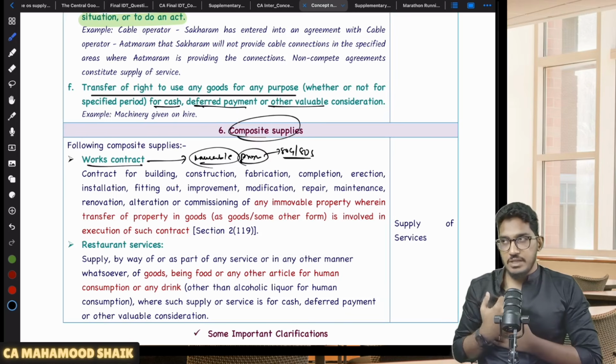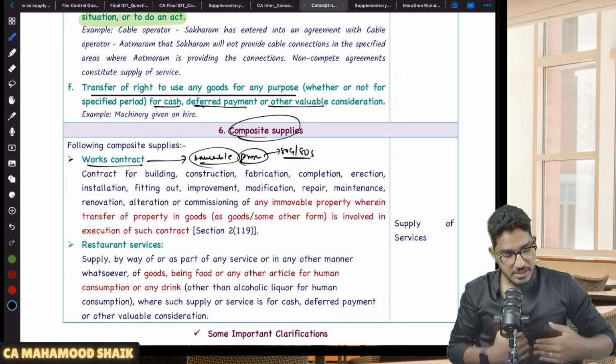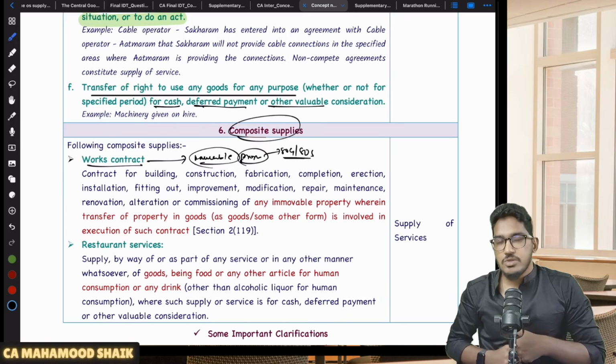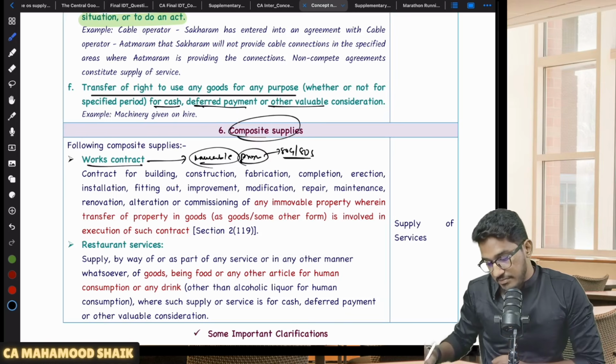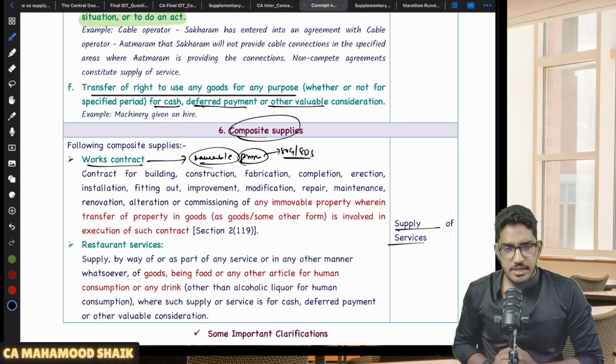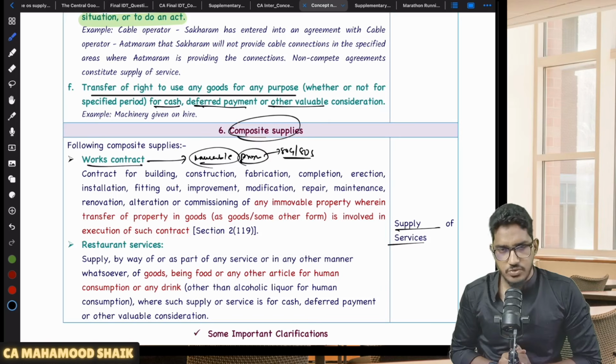Now confusion will come. Let us say I am paying 10 lakh rupees. For that 10 lakh rupees, I am getting supply of goods also, supply of services also. How should I classify? So this confusion is coming, and the department has clarified that it is always treated as supply of services only. Agreed, there are some goods also involved there, but you always treat it as supply of services only.